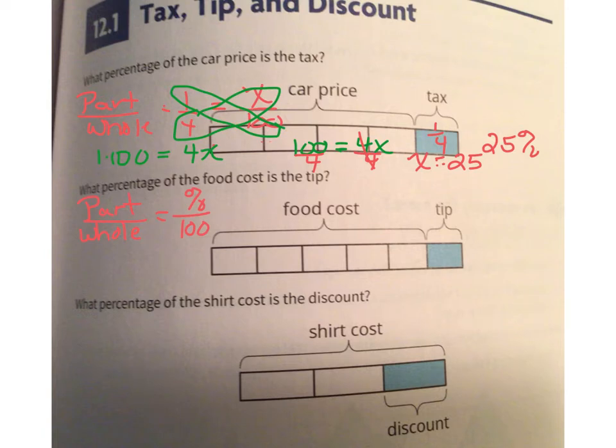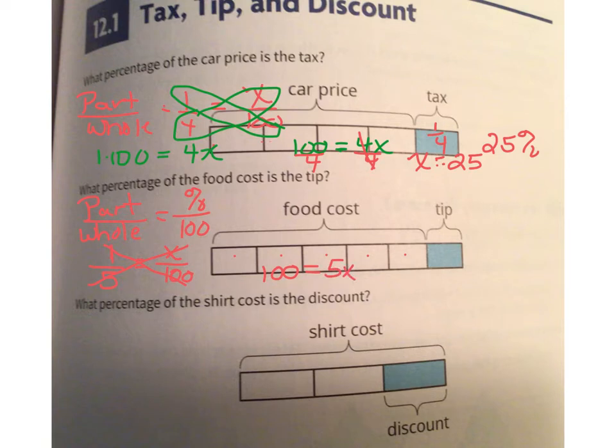So let's try these other couple problems. So for this second one, again, the part over the whole equals the percent over 100, where it looks like we're out at a restaurant. We've got this food cost, and we're leaving a certain percentage as a tip. Well, let's see, there's 1, 2, 3, 4, 5. So that food cost, the whole has been divided into 5 equal parts. And that tip is 1/5 of the whole. So the part over the whole, the 1 over 5, equals x over 100. You can use whatever variable you want there, or a question mark. Again, I'm going to cross multiply here. 100 times 1 is 100, equals 5 times x is 5x.